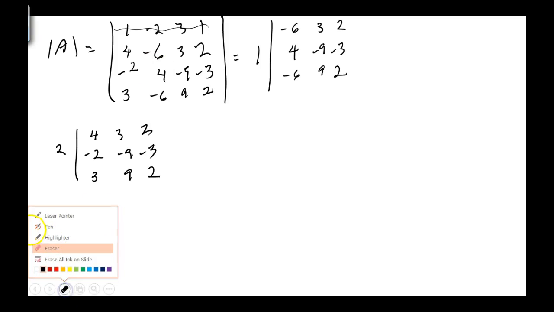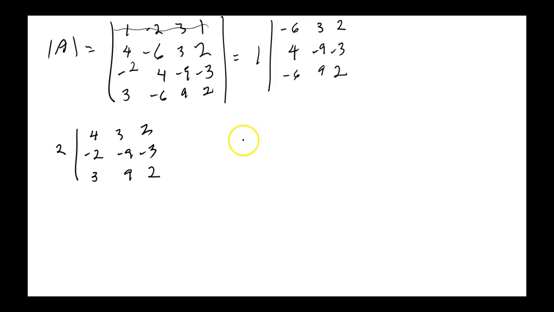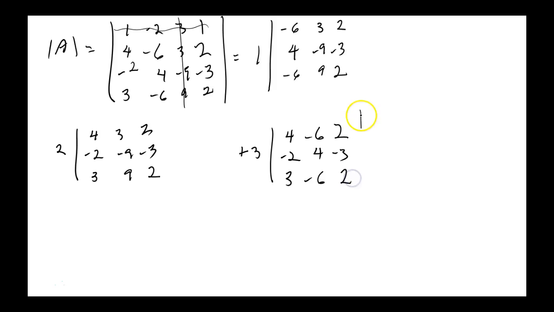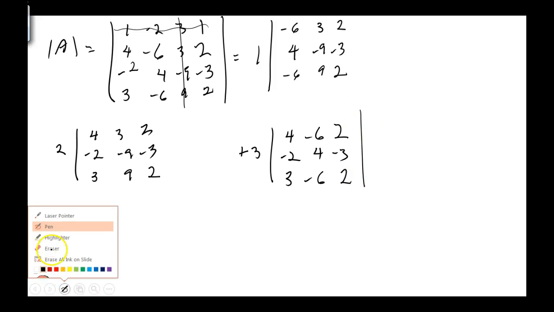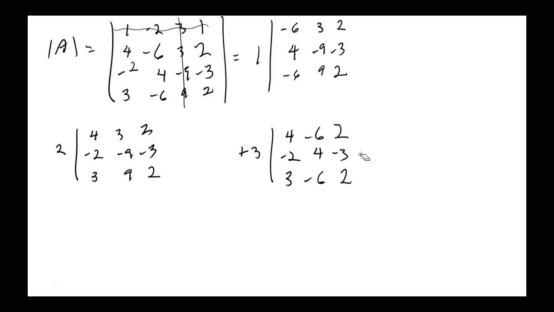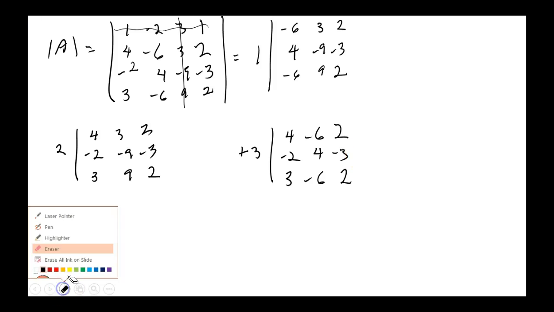And that would be the third column. And what's the sign of that position? So that's going to be a plus 3 times what determinant is left there? 4, negative 6, 2, negative 2, 4, negative 3, 3, negative 6, 2. Okay, I wasn't going to put that line there. I hope you sort of have a clue of why I wouldn't.